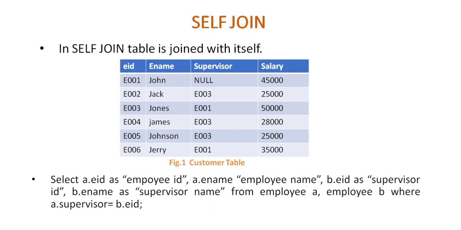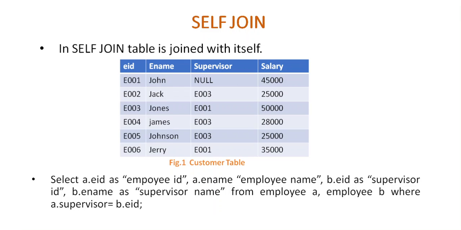Here employee ID is a single attribute, but you are treating it as two attributes, like A dot employee ID and B dot employee ID. Similarly, we have employee name as a single attribute, but we are calling it A dot ename and B dot ename. That's why we are making this single attribute into two attributes for comparison purposes. So we are joining this table with itself.